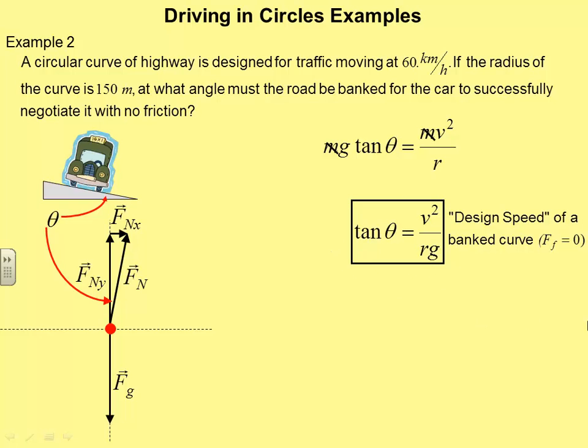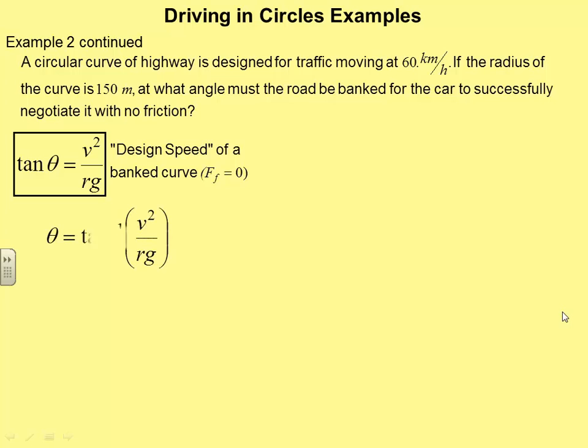Now, in this case, we're trying to find the angle. So I don't want to know the tangent of the angle. I want to know the angle. So the way you do that is by taking an inverse tangent of the right-hand side. So theta would be the inverse tangent of speed squared over the radius times the gravitational field strength. Now, before we just willy-nilly throw our numbers in there, we've got an issue. And our issue is this.